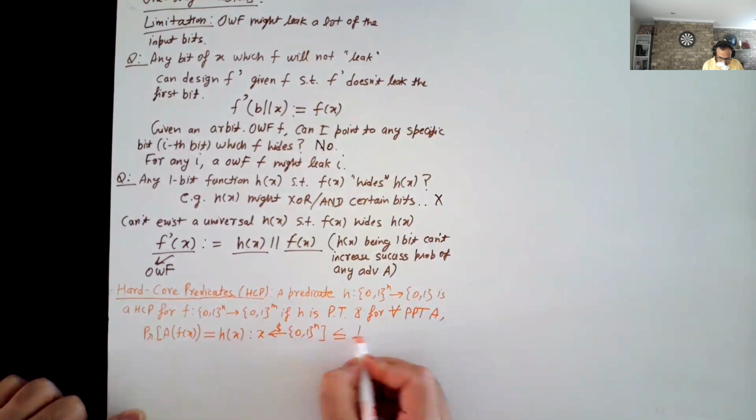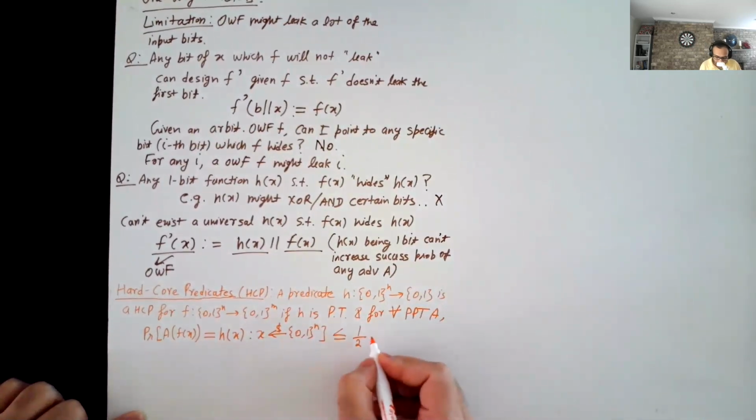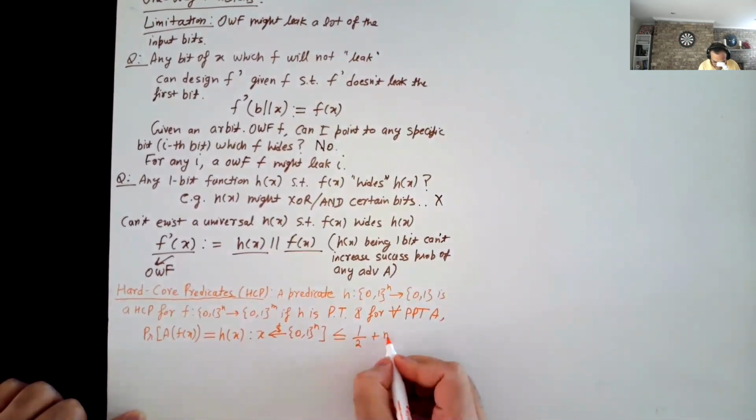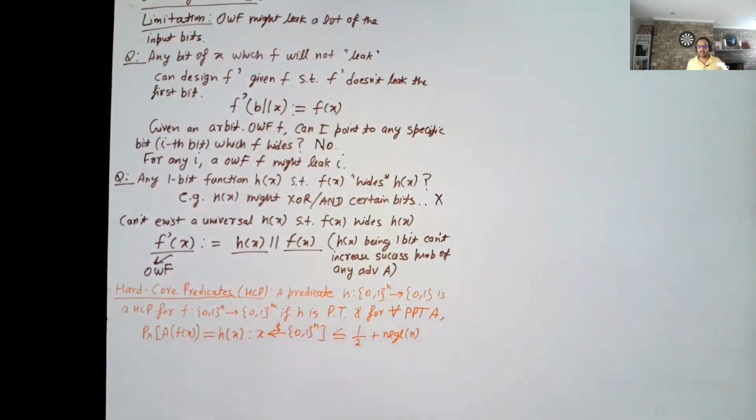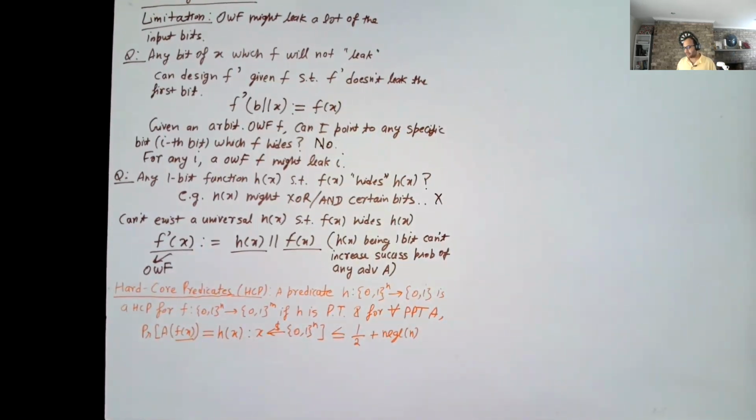You cannot say this is negligible because it's just a single bit. I can always guess this bit with probability half. But what we want to say is that this probability is half plus negligible, not significantly more than that. If we can claim something like this, then we can claim that h of x is a single bit which this one-way function f of x hides perfectly in some sense. And as we observed, no single construction of h of x is possible which would work for every one-way function.